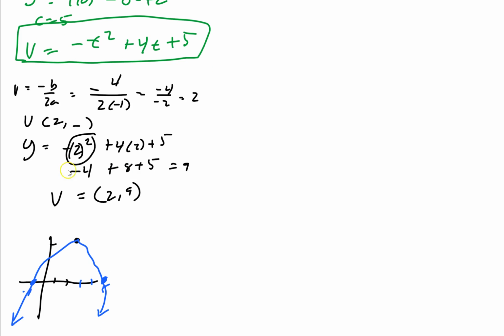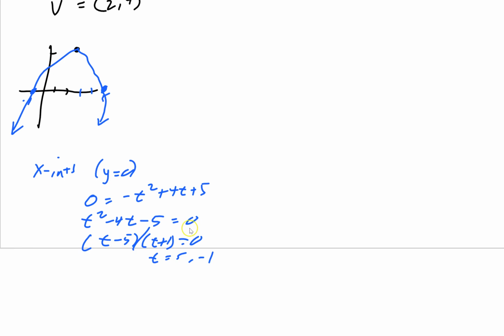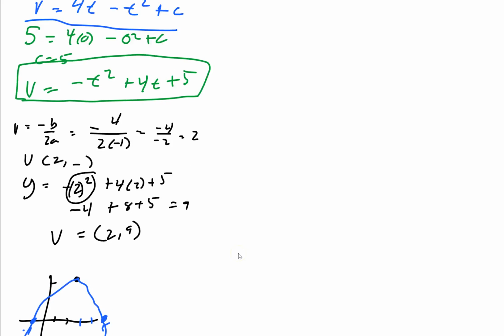Then they wanted me to graph it, so I found the vertex and I put it in. I'm pretty sure they wanted me to find the vertex. We're going to need that in a sec. The x-intercepts too, because we're going to need that in a second. So I just did it. Now let's go on to B.